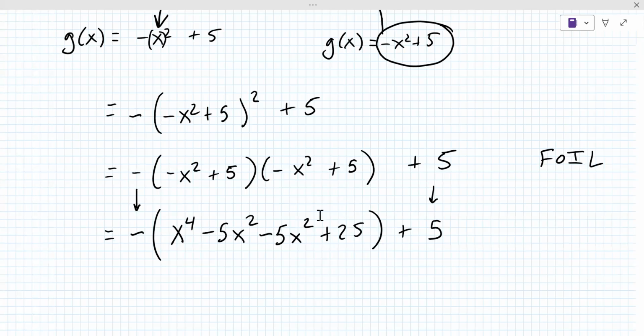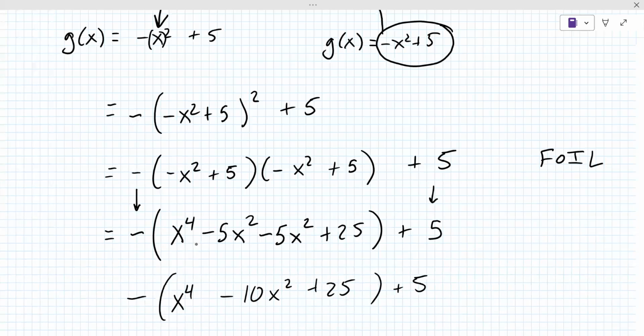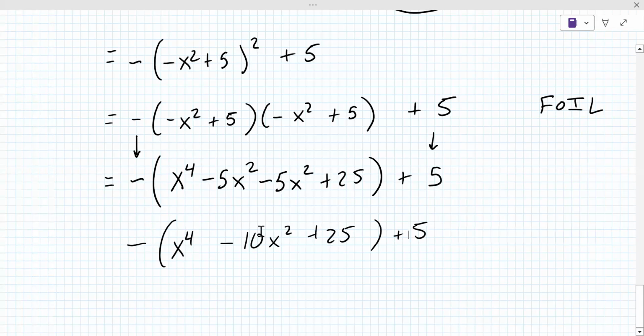Got it. Next thing is to bring the negative into everything inside the parentheses. But before that, we should combine like terms. So it's x to the 4th minus 10x squared plus 25. And then here we can distribute that negative to everything. Negative x to the 4th plus 10x squared minus 25 plus 5. Just the things inside parentheses have the sign change.